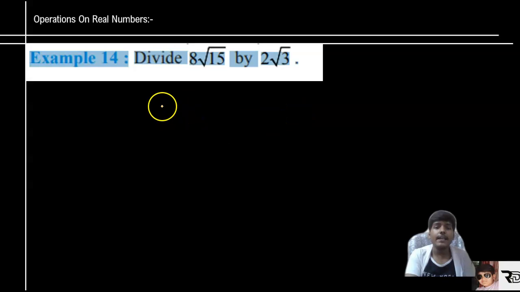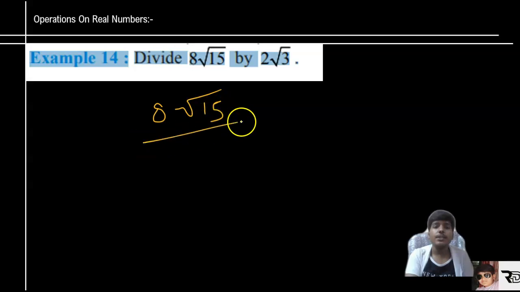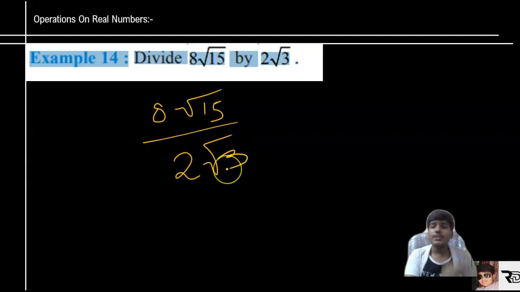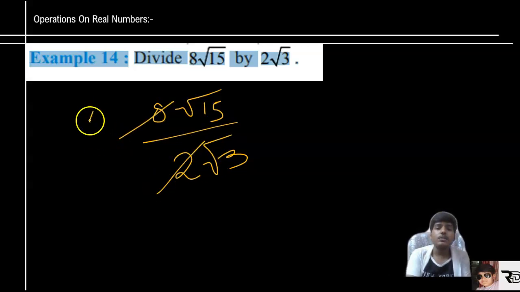We have to divide 8 root 15 by 2 root 3. Very simple. Now we know cubes and squares. So 8 is 2 cube, 2 into 2 into 2 gives me 8. So therefore this is very simple. 2 and 8 can cancel each other, so this becomes 2 into 4, which is 2 square.